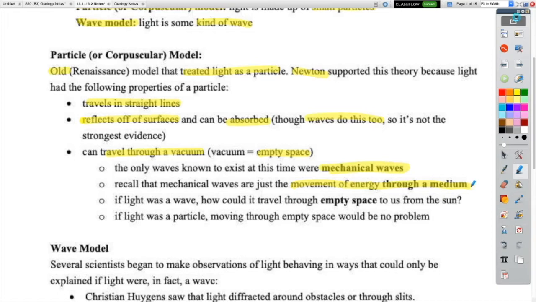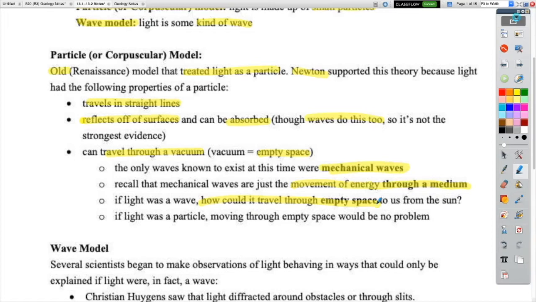Take away the water and do you have a wave? No, right? So waves need a medium to move through. That's the whole thing a wave is. It's energy moving through a medium. So if light is a wave, how could it travel through empty space? There is nothing in space to vibrate. There is no water. There is no air. There is nothing in space to vibrate.